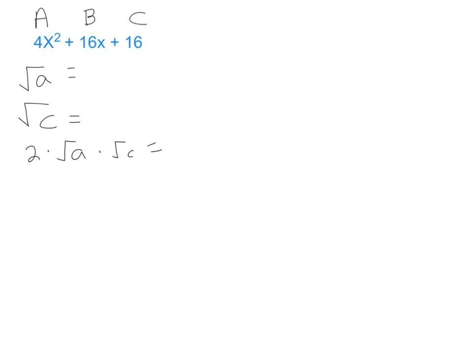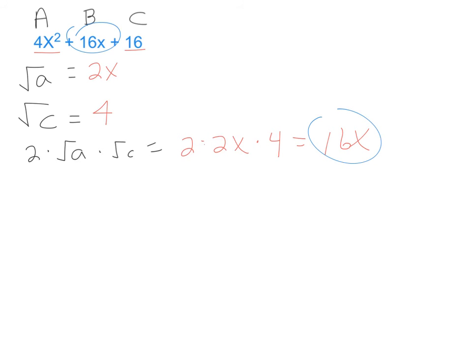Here's another example. So we have 4x squared plus 16x plus 16. So why don't we take the square root of a, which is 2x, the square root of c, which is 4, and then we need to double that, so we have 2 times 2x times 4, which is 16x. And is that the middle term? Yes. So we have 2x plus 4 quantity squared.